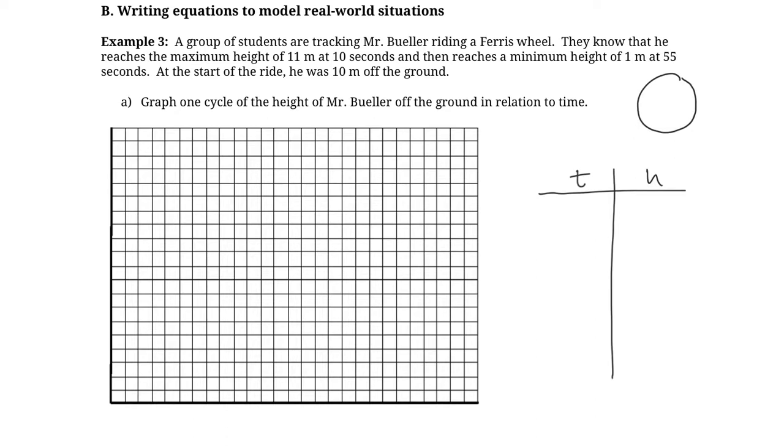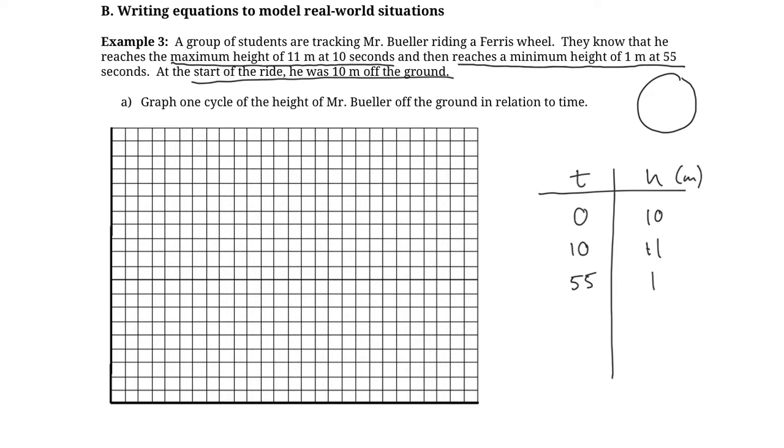We're just going to use this t-table to organize our information. So it says at the start of the ride he was 10 meters off the ground. So that means at the start that's 0 seconds and he's 10 meters off the ground. And it also says a maximum height of 11 meters at 10 seconds. So at time 10 seconds he's at 11 meters. And he also reaches a minimum height of 1 meter at 55 seconds. So 55 seconds, he's at 1 meter.